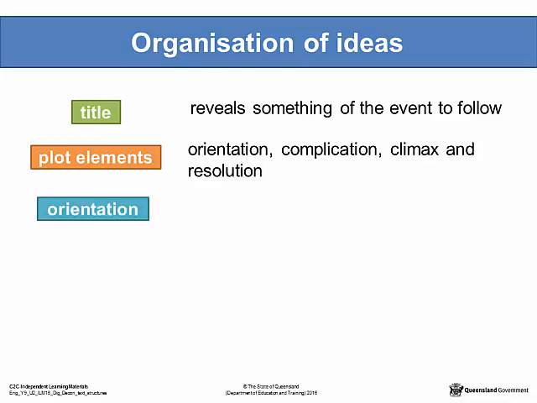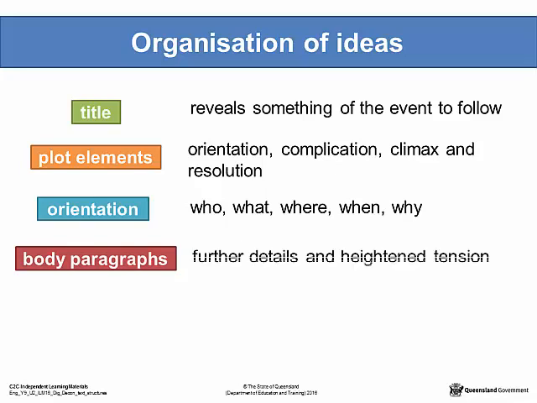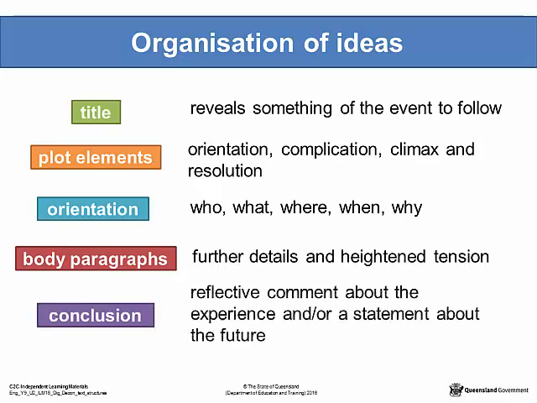The orientation provides contextual information about the significant personal experience. For example, who, what, where, when, and why. The following body paragraphs provide further details about the significant event, the complication, and usually include heightened tension, a climax, to keep readers engaged. The personal memoir concludes with a reflective comment about the experience and/or a statement about the future.